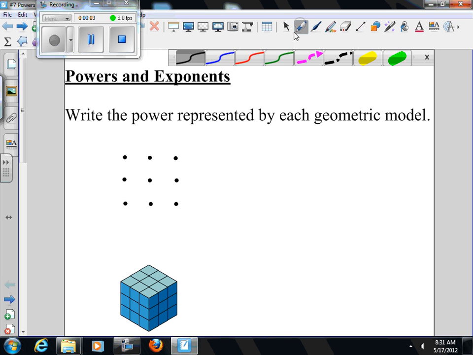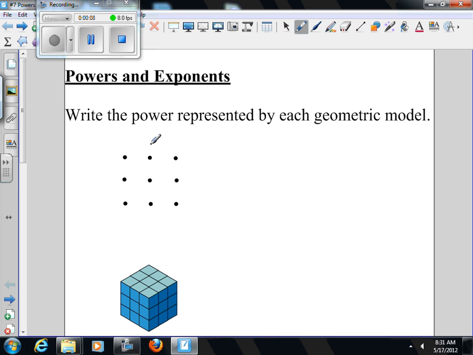Today we're going to be talking about powers and exponents. And let's get started. We want to look at this figure and write the power represented by each model here. These are geometric models. Well, look at this.